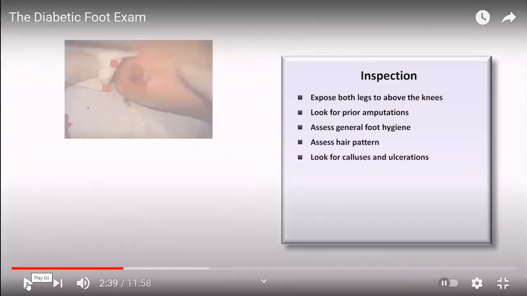Ulcerations may be present. So now, the points: expose both legs, then look for any kind of amputation, whether there is one or not. Assess the general foot hygiene. Just check it. Is it clean or not? Any infection or not? So assess for hair pattern and look for any kind of ulceration.